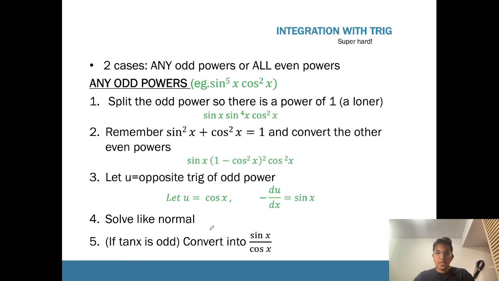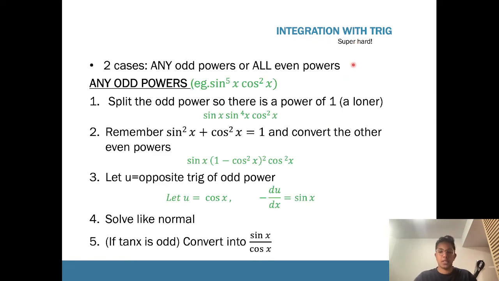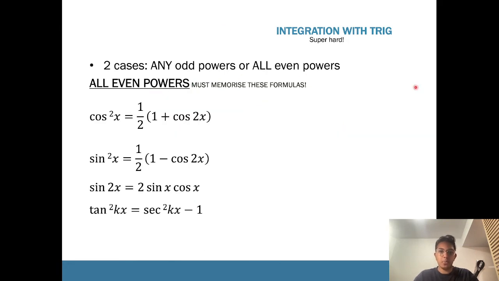Okay, trig integration. There are a few rules. So we have different cases. We have odd powers and even powers. Personally, I thought it was the hardest form of integration that they get you to do. But yeah, most people also find this quite challenging. I think a lot of people in my classes found this challenging too. So there's only 2 cases, right? We have any odd power, or we have all even powers.